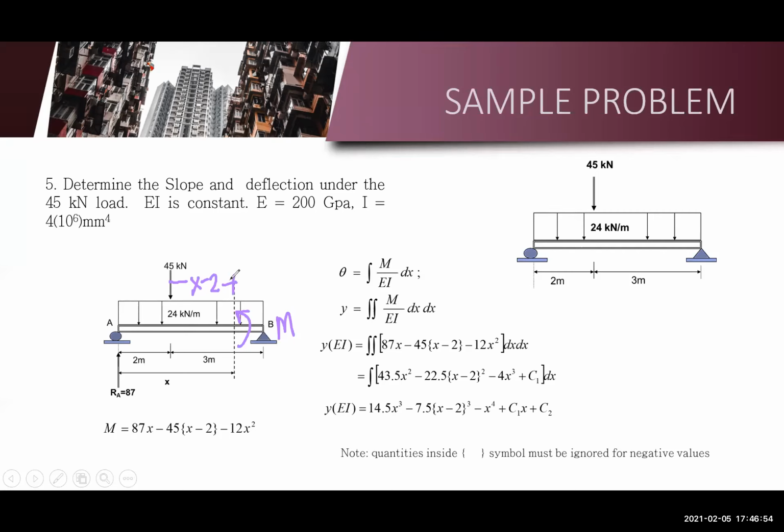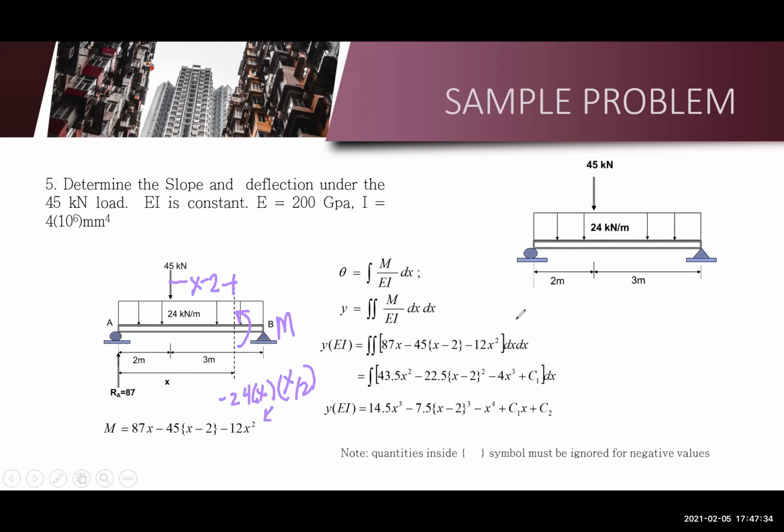And then, the moment, right, is 87 times X. They are opposite to M. So, 87X minus, same direction, 45 times X minus 2. It is in brackets again. And then, we have 24 times X times the moment arm, X over 2, which is why it became 12X. I shortcut it already. What happens here is minus 24X, to become a concentrated load, times the moment arm, half of X, so X over 2. That's why it became 12X squared.